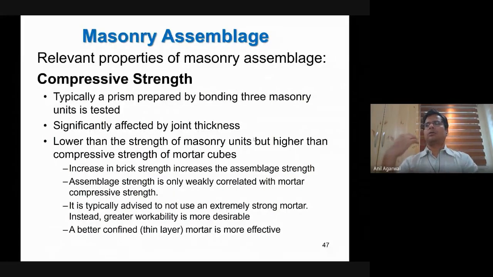Now we want to know, because we are not interested in knowing how strong the brick is or how strong the mortar is. What we are really interested in knowing is how strong my masonry assembly is. And my masonry assembly, which is basically a combination of brick and mortar, it should behave well in compression. It should be able to carry sufficient amount of compressive load, whatever my requirement is for that. And also sometimes it should be required to carry some lateral load.